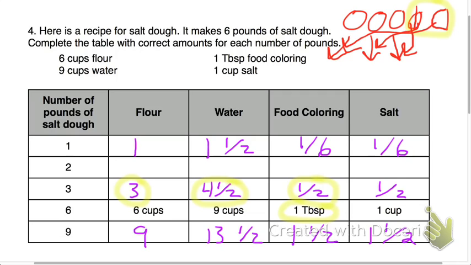So let's go through and double. We double 1 and we get 2. If we double 1.5, 1.5 plus 1.5 is 3. 1/6 plus 1/6 is 2/6. There's a simpler way to write that though, 1/3. And this column is the same.